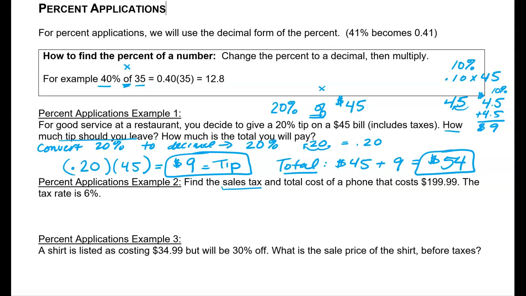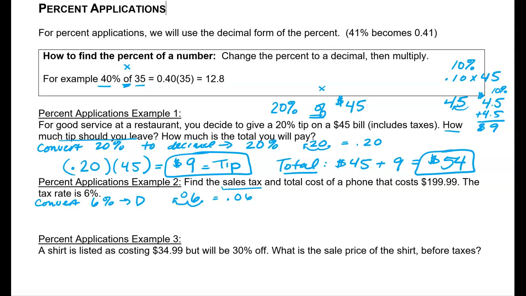The tax rate is 6%. So the first thing we're going to do is convert 6% to a decimal. We take 6, put the decimal place at the end of the number, and move it 2 places to the left, and we get 0.06.